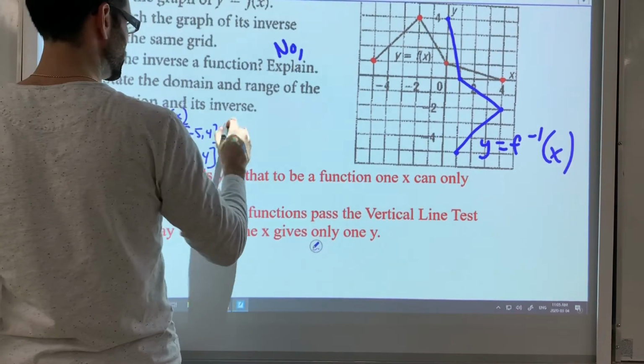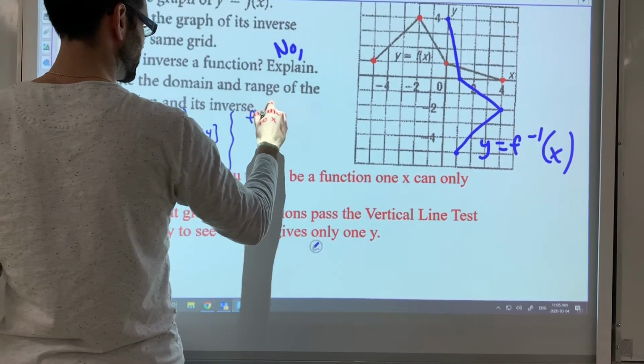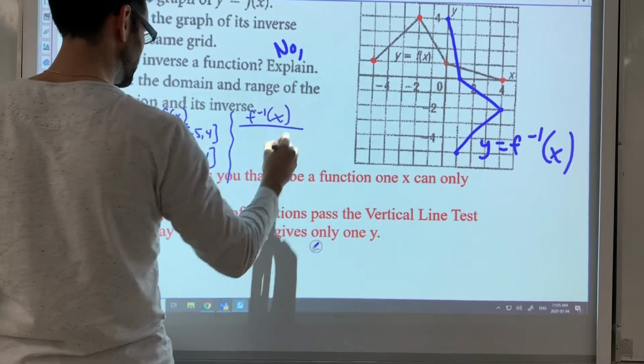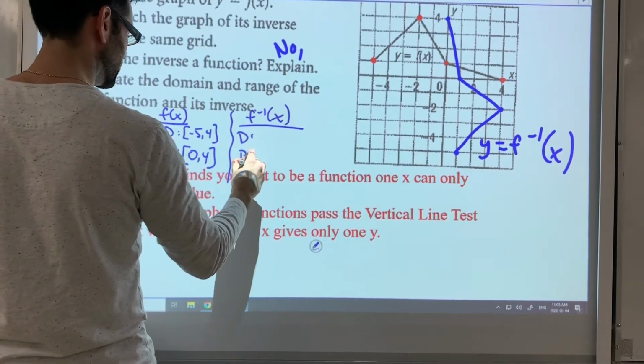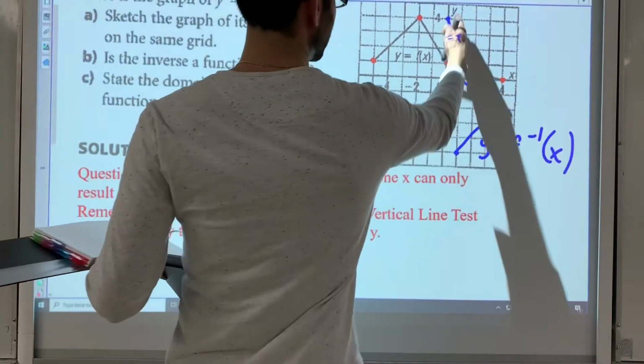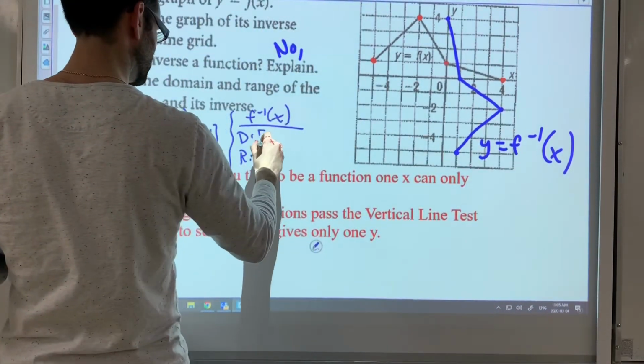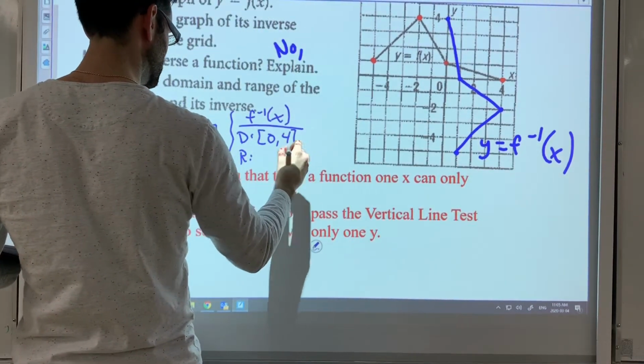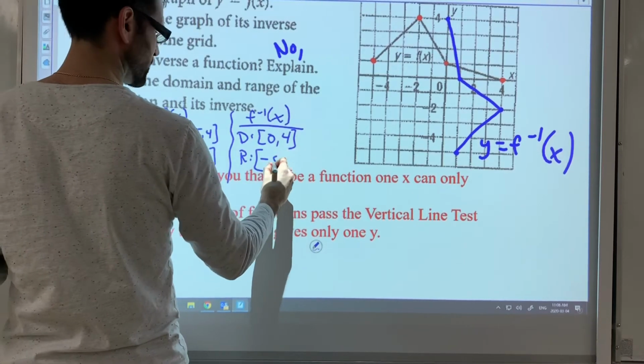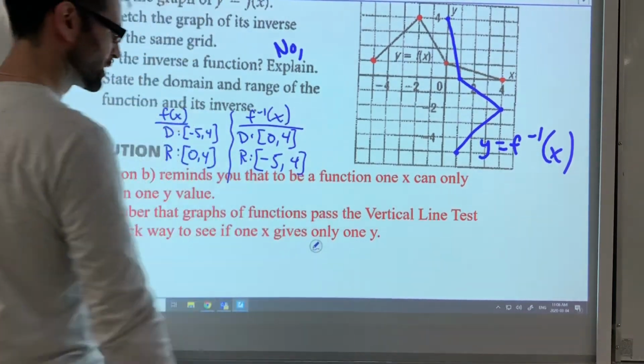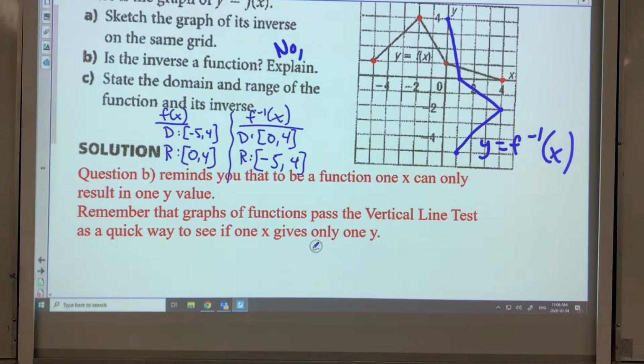Let's check out the new function. So the inverse function, domain, range, domain from 0 to 4. Range from negative 5 to 4. What's your conclusion here?